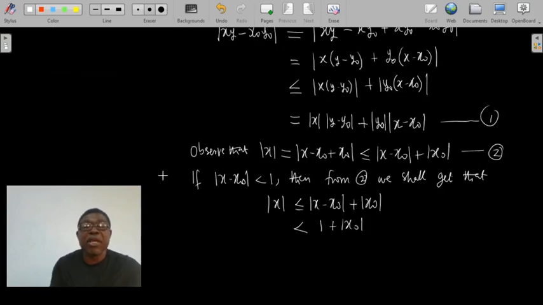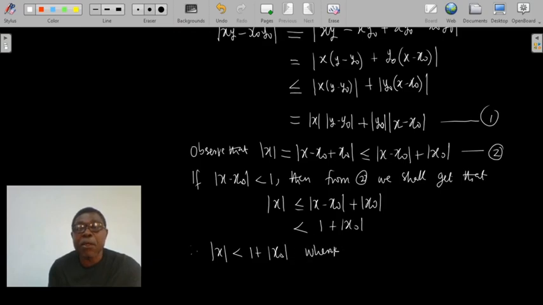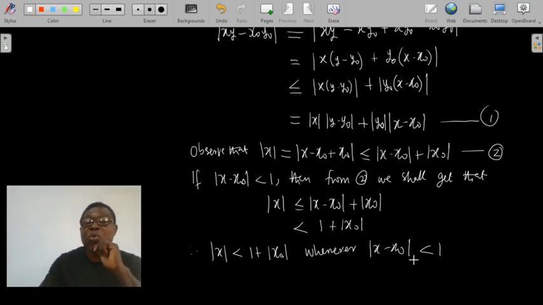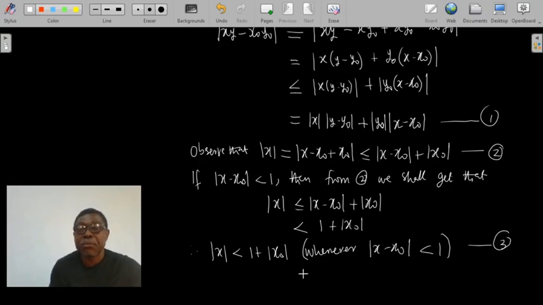So what we've gotten here is therefore that the absolute value of x is still less than 1 plus the absolute value of x naught whenever the absolute value of x minus x naught is less than 1. So this is the first control we are putting on the absolute value of x minus x naught. As we move further, we shall see whether there will be another further control on the absolute value of x minus x naught. Maybe I call this 3.